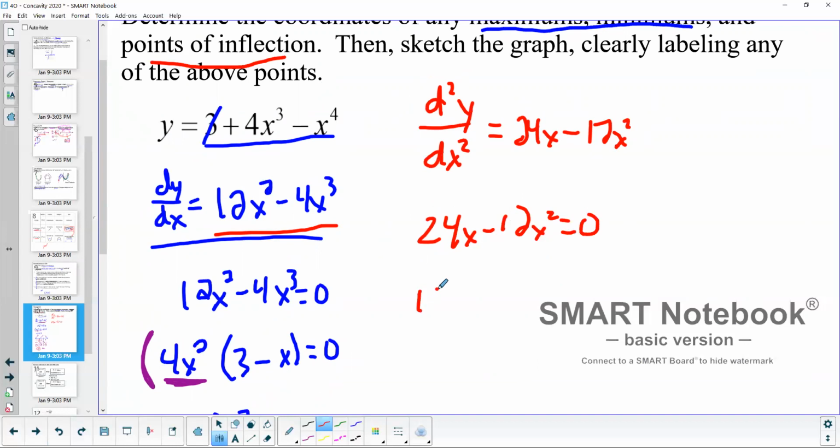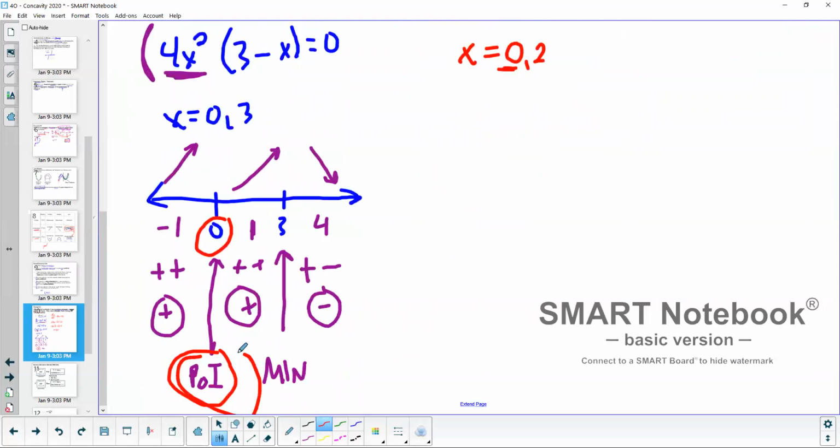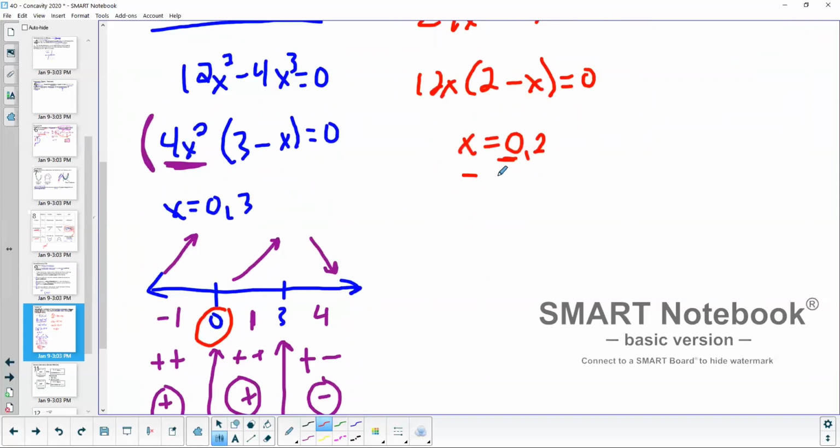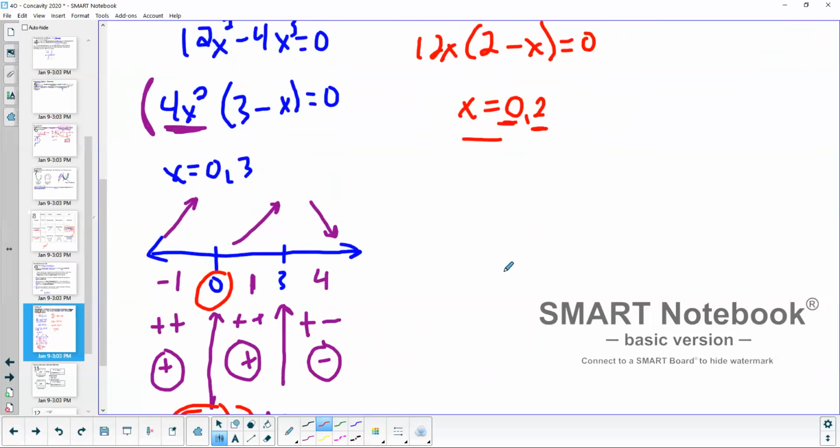Same idea, you want to pull out a common factor, which in this case is 12x. That leaves me with 2 minus x is equal to 0. And then when I solve, I get 2 possible points of inflection at 0 and 2. So there's that 0. We already knew that was a point of inflection, so that's a really good sign that it showed up on the second derivative. But now we've also got this other guy at 2 who could be a possible point of inflection.